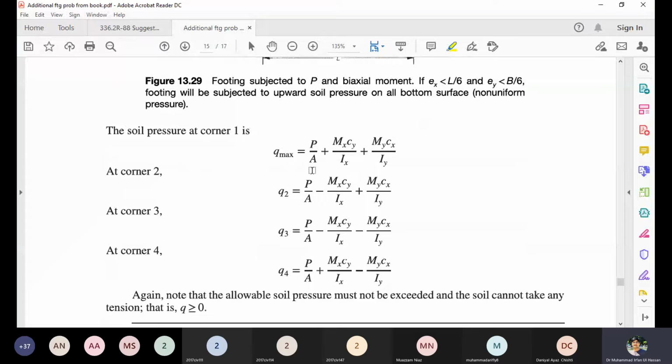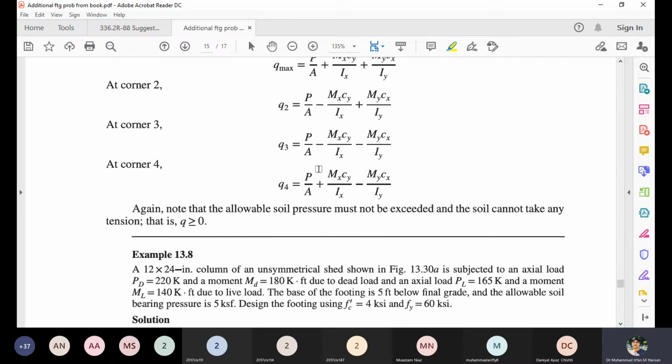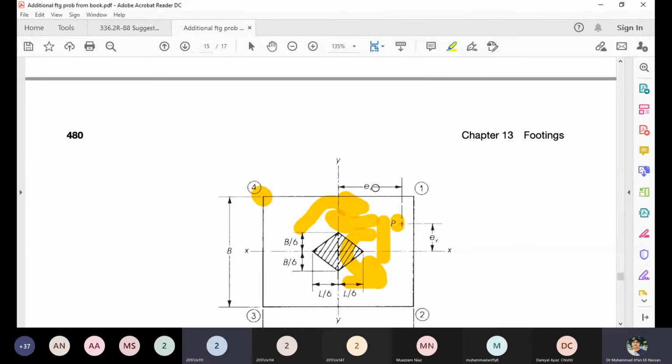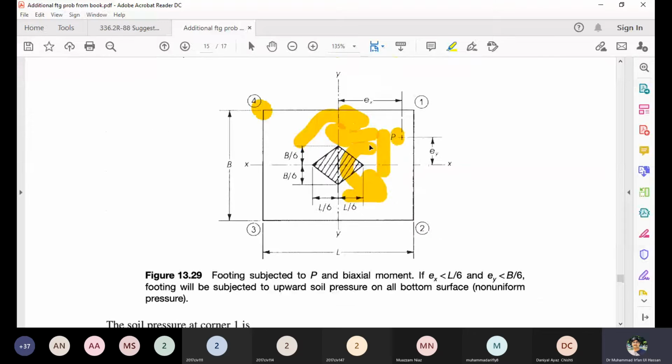The general pressure under the footing in the biaxial case is P over A plus minus Mx into Y over Ix plus minus My into X over Iy. So how to decide the plus minus? Let's say you are computing the pressure at point 4. At point 4, the effect of the Mx moment is positive. It means compressive. The Mx moment is developing the compression at point 4.